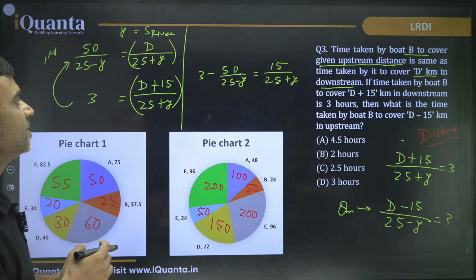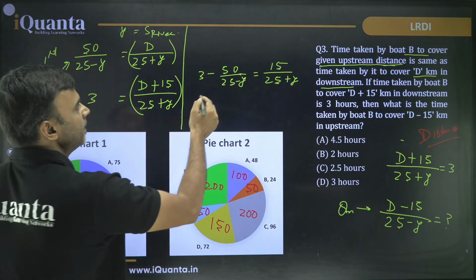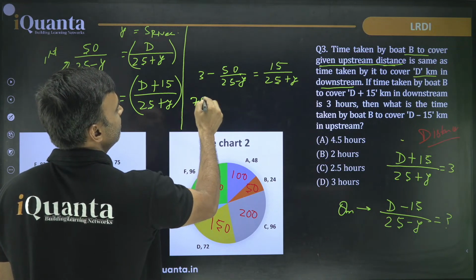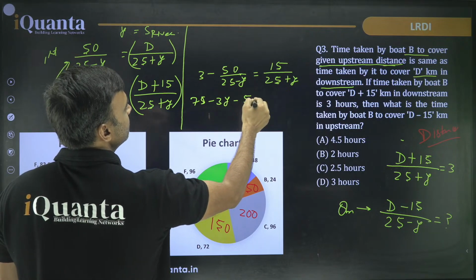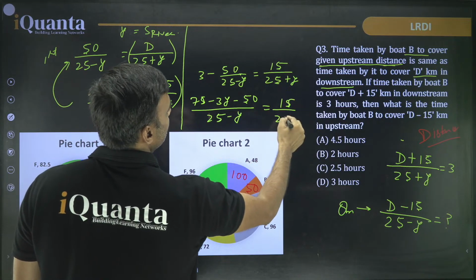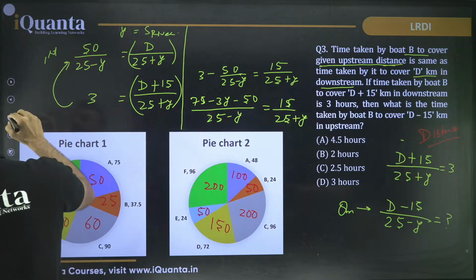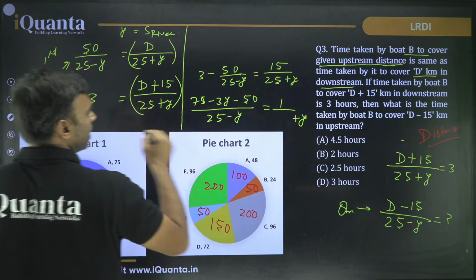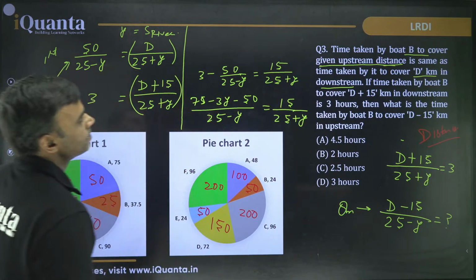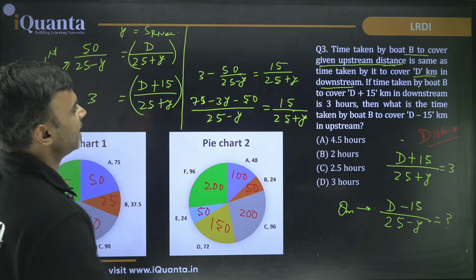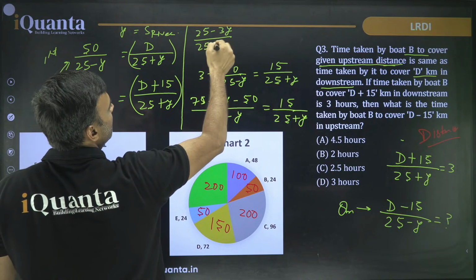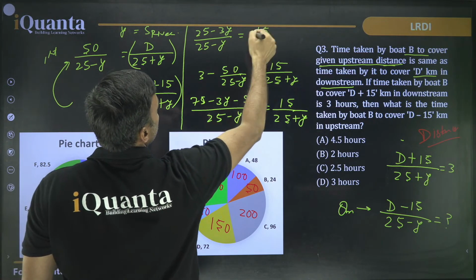3 into 25 plus y. Okay, let's see. We have 3 into 25, 75 minus 3y minus 50, divided by 25 minus y, and that is equal to 15 upon 25 plus y. So this will come out to be 75 minus 50, that is 25 minus 3y, divided by 25 minus y, equal to 15 upon 25 plus y.